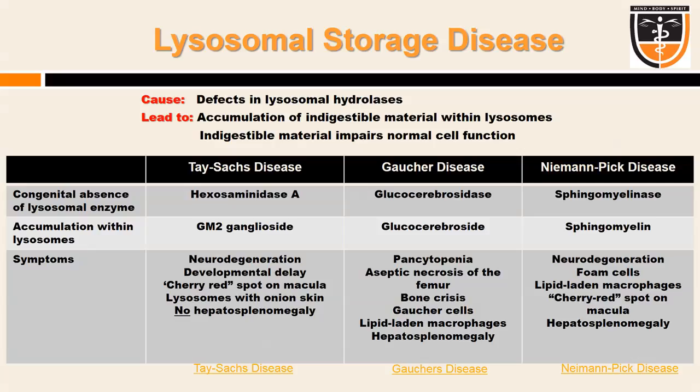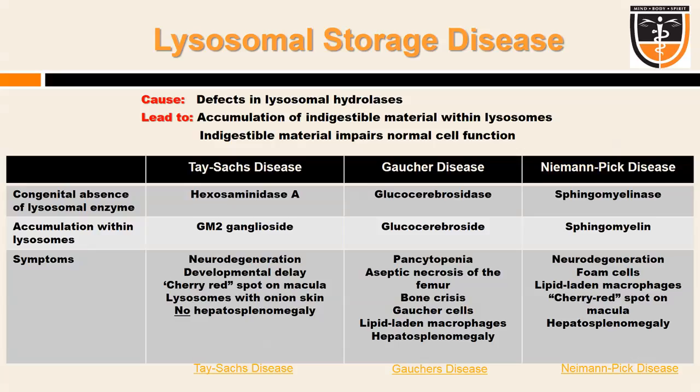And the next is Niemann-Pick disease, which is characterized by the absence of sphingomyelinase. You know what myelin is? It's the coating that coats neurons. So they can't digest myelin. These cells lack sphingomyelinase, so they will accumulate sphingomyelin. What system will be first affected? Myelin, nerves. So these individuals will develop neurodegeneration. They will have foam cells that are very similar to Gaucher cells, macrophages full of undigested material. They will have cherry red spots on the macula, same as Tay-Sachs disease, and they will have hepatosplenomegaly.